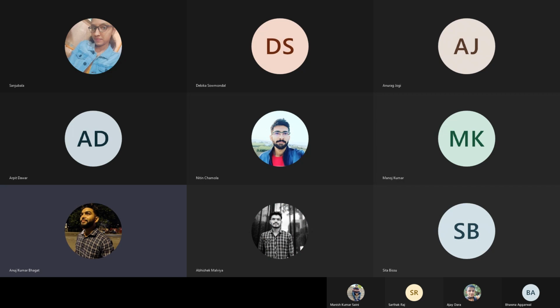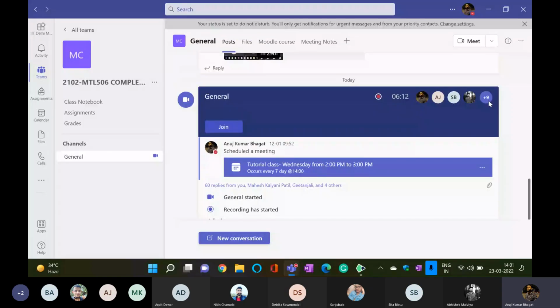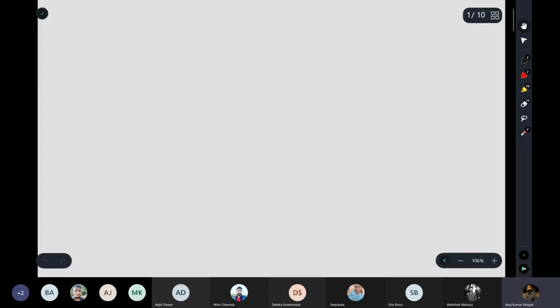Sharing screen. So my screen is visible, right? Yes. Okay. So we'll take the problem sheet 4 and we'll discuss mostly questions on residue and everything.